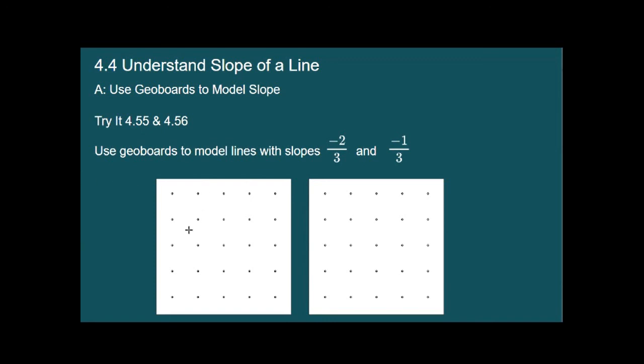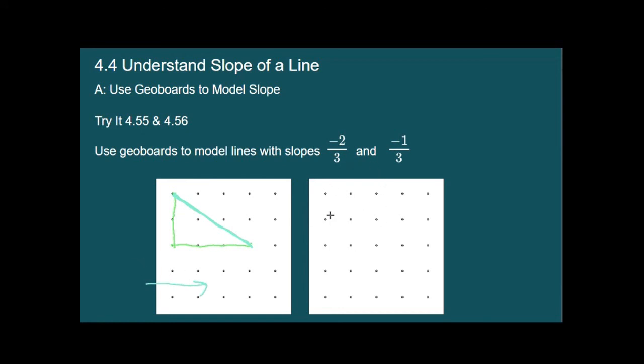Okay, let's start with -2/3. Since we are working with negative, I'm going to start in the top corner because I know I'm going to have to go down. So I'm going to go down 2, 1, 2, and over 3. 1, 2, 3. When we go over, we're always going to the right. As far as up and down, we go up if it's positive and down if it's negative, but we always go to the right. So there's that line, and that makes sense, right? It's a negative slope, and as we go from left to right, it's going downhill.